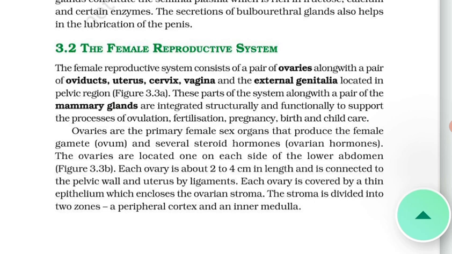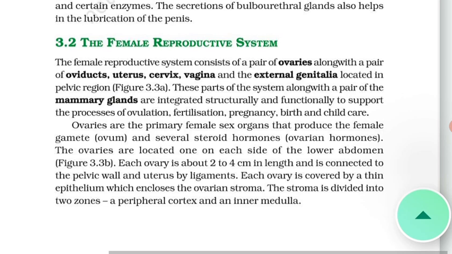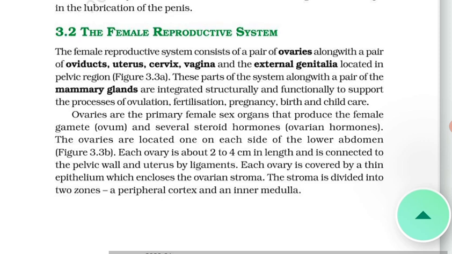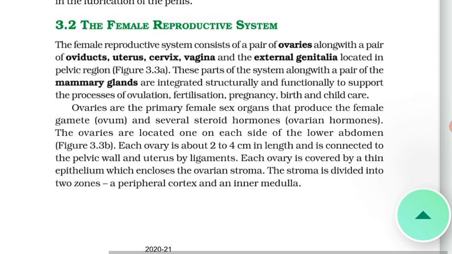These parts of the system along with a pair of mammary glands are integrated structurally and functionally to support the process of ovulation, fertilization, pregnancy, birth and childcare. Ovaries are the primary female sex organs that produce the female gamete ovum and several steroid hormones, that is ovarian hormones. The ovaries are located one on each side of the lower abdomen.